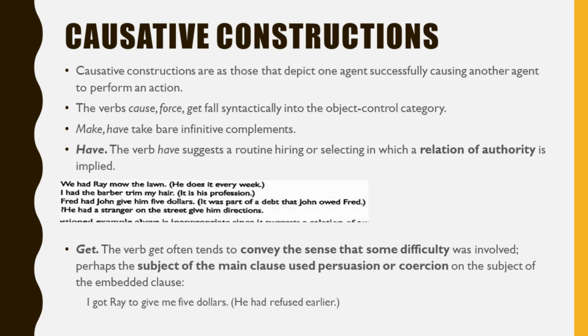The questioned example above is inappropriate since it suggests a relation of authority which does not exist between two strangers in a chance meeting. The action performed must also relate to the specific area of authority. The second one is "get." The verb "get" often tends to convey the sense that some difficulty was involved. Perhaps the subject of the main clause used persuasion or coercion on the subject of the embedded clause. For example, "I got Ray to give me $5."